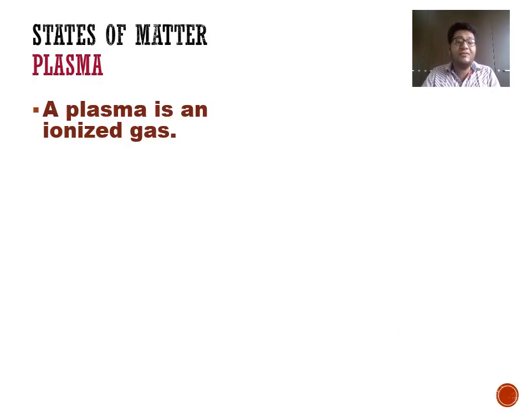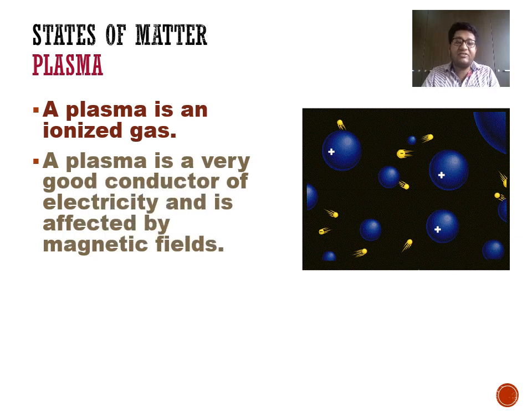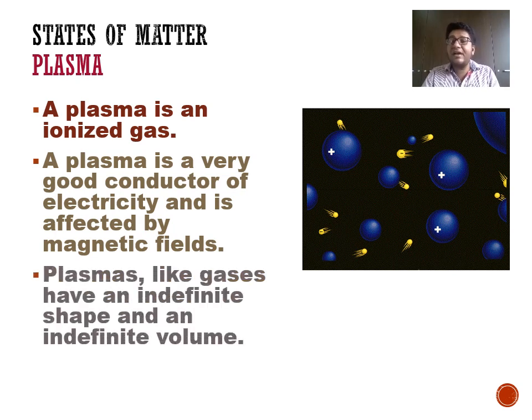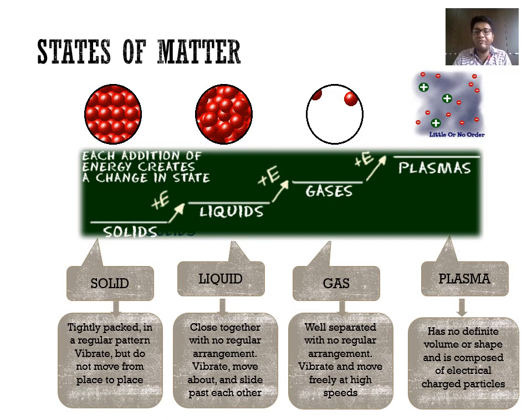The answer is plasma. Plasma is an ionized gas where the particles inside are in ionized form. Plasma is a very good conductor of electricity and is affected by magnetic fields. Plasmas, like gases, have an indefinite shape and indefinite volume. So both the volume and shape are indefinite. And plasma is the most common state of matter. So what is the most common state of matter? Plasma is called the most common state of matter.